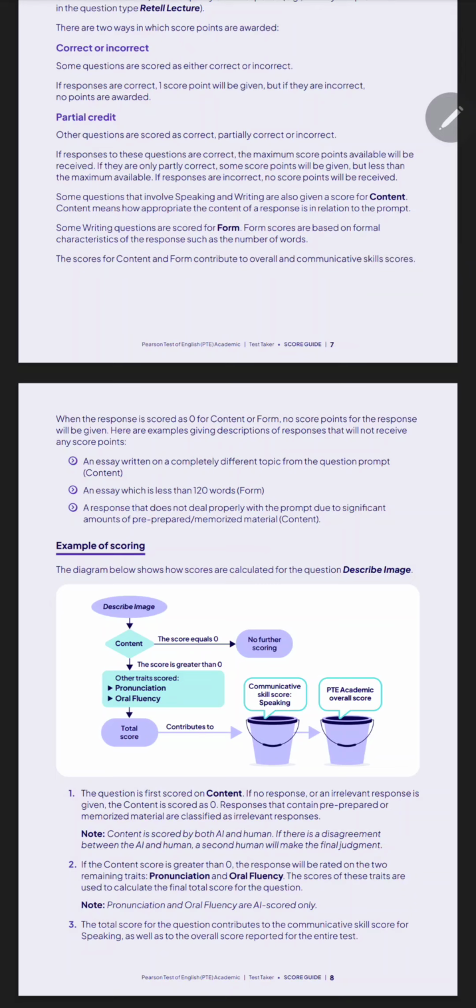To be more specific, pronunciation and oral fluency are the aspects to be scored, and all of these make up the total score for the task, and this contributes to the communicative skill score, which signifies the speaking skills, and it also contributes to the PTE Academic overall score.